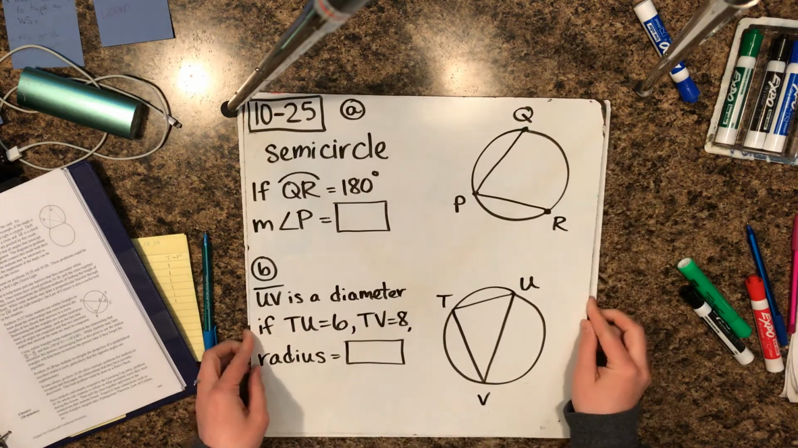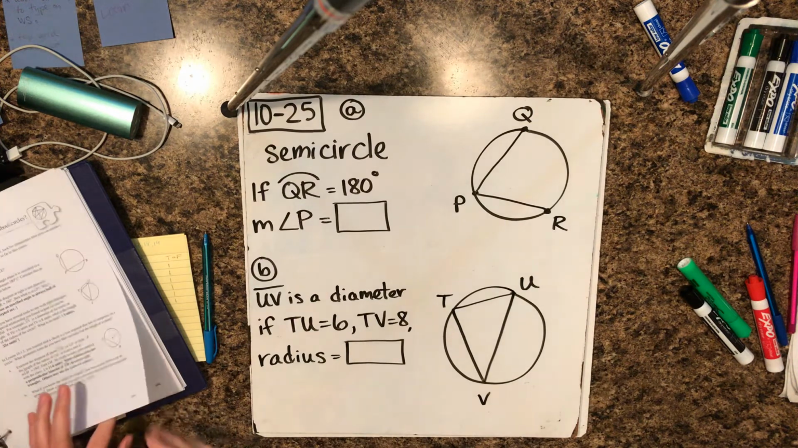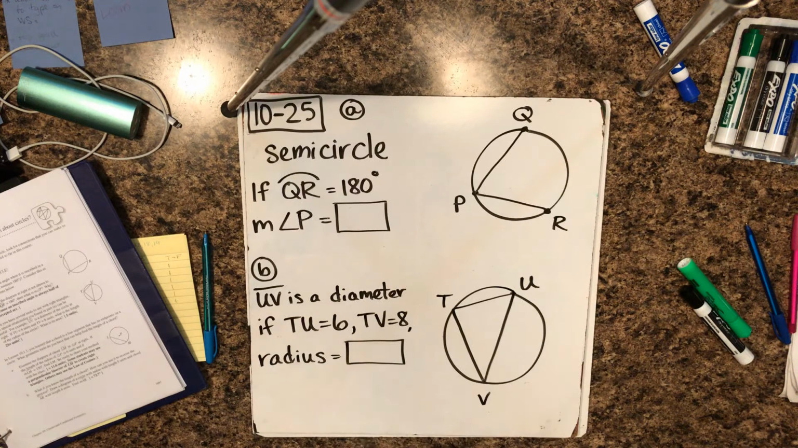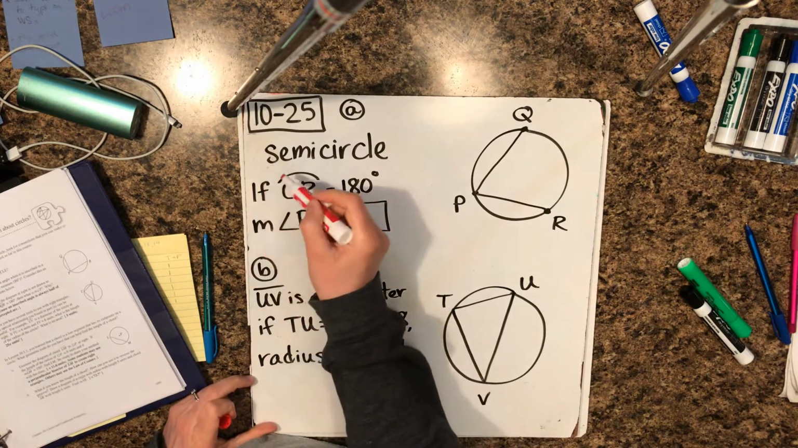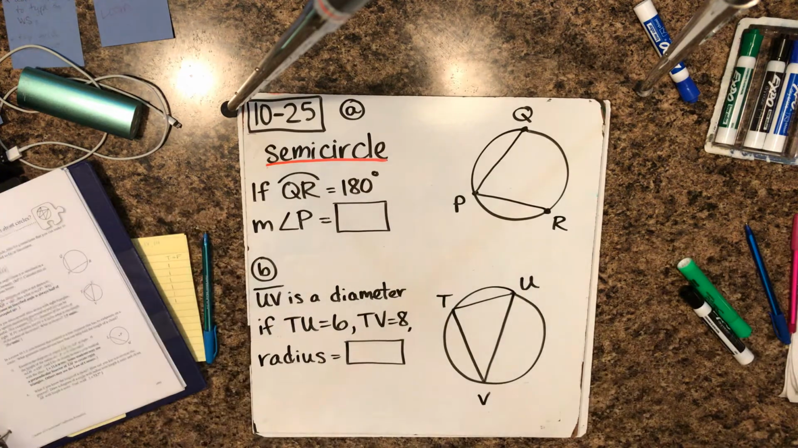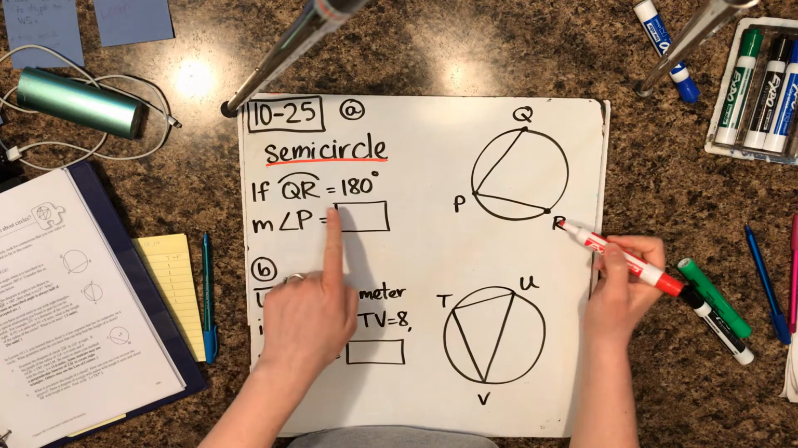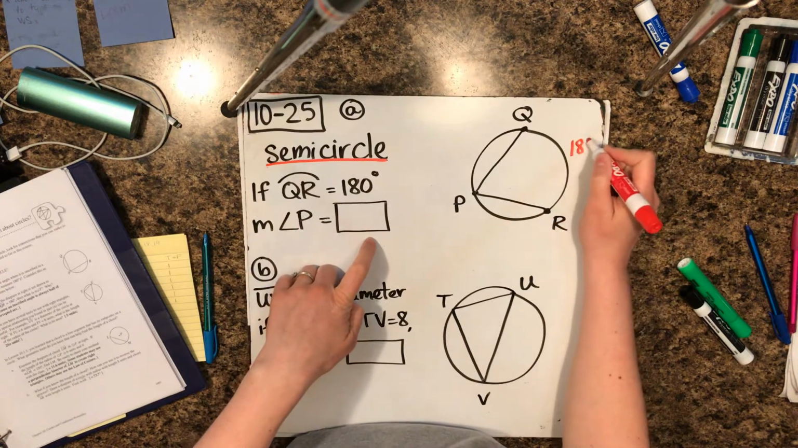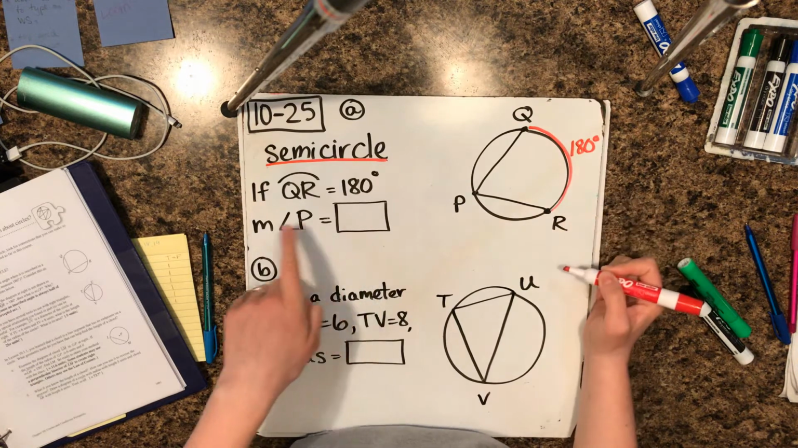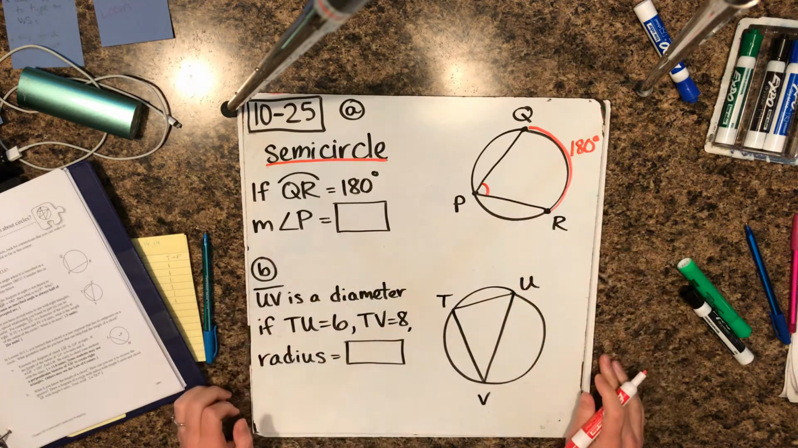Okay. The first question we're going to talk about today is 10-25, and 10-25 says, well, what if it's a semicircle? So the word semicircle, just a vocabulary word, it means half of the circle. So in number 25, part A, it says if arc QR is equal to 180 degrees, for this arc out here, it's an intercepted arc, then what's the measure of angle P? So this is very much a review.